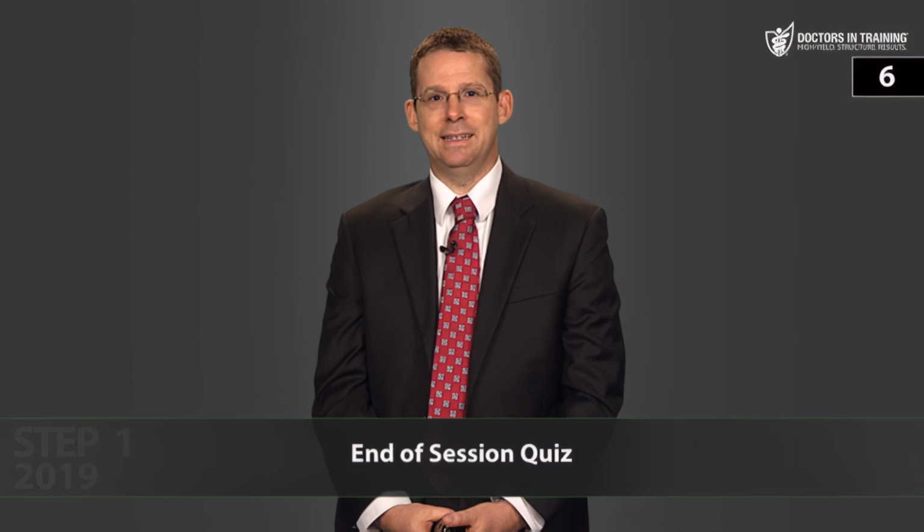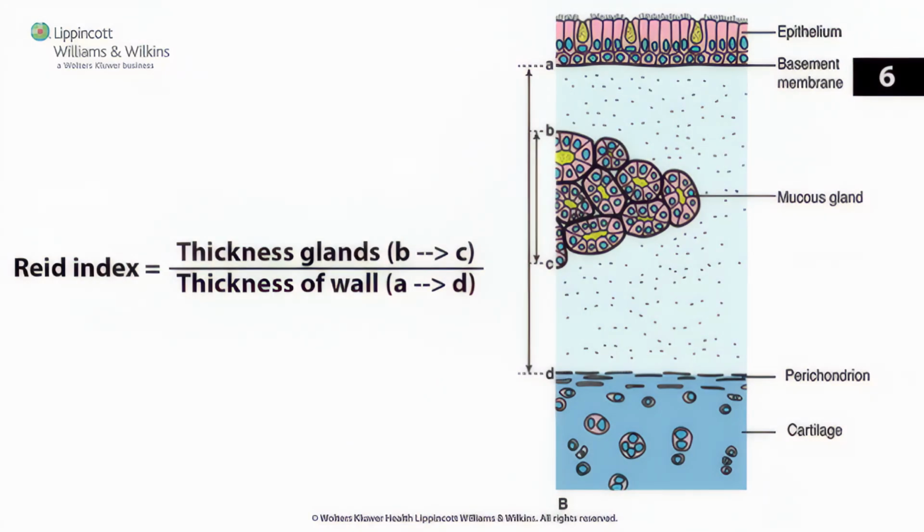What is the Reid index? If 50% of the bronchial wall is composed of mucus-secreting glands, there's an elevated Reid index. It's the ratio between the thickness of the submucosal glands and the distance between the epithelium and cartilage.